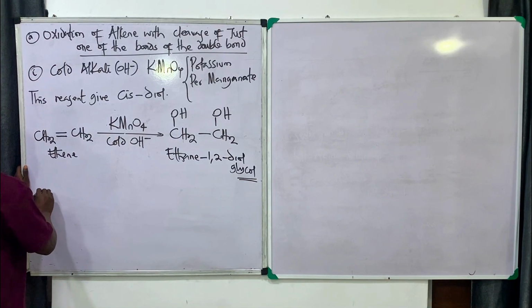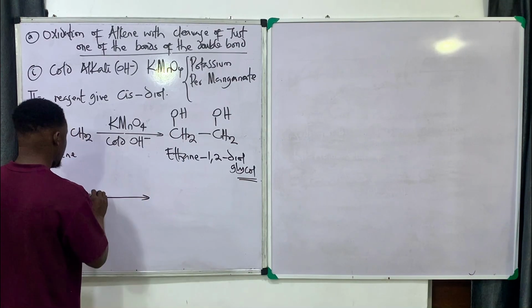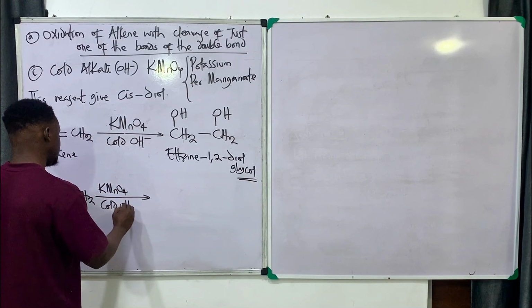Now, I'll give us another example. Let's say I have CH3, CH, CH2, and then this reacts with KMnO4, cold alkaline.